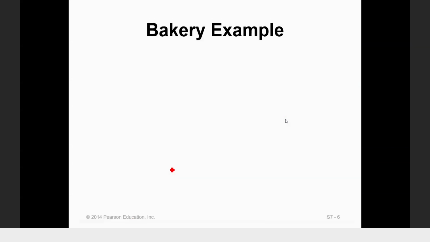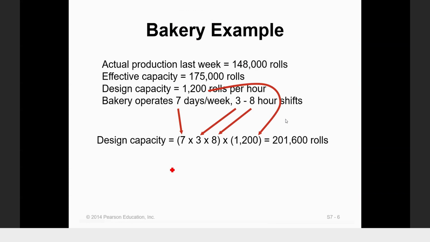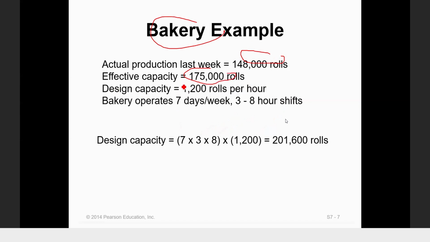This is a simple example here, the bakery example. Actual production is 148 rolls. Effective capacity is 175. Design capacity is 1,200 per hour. Remember, this one is per hour, the others are per week.